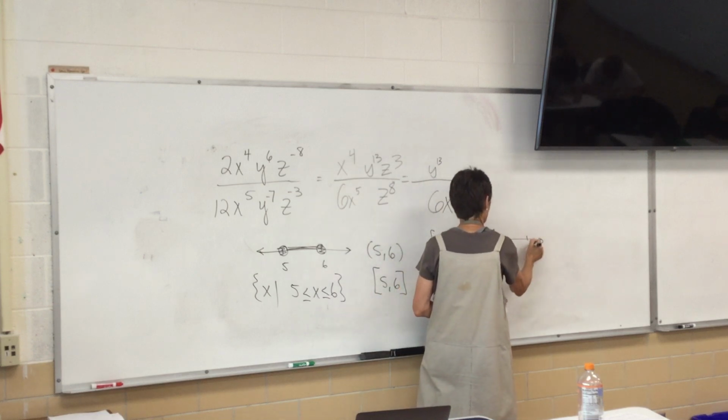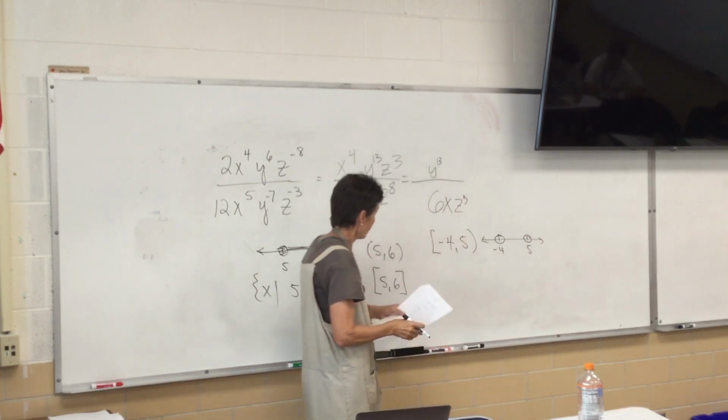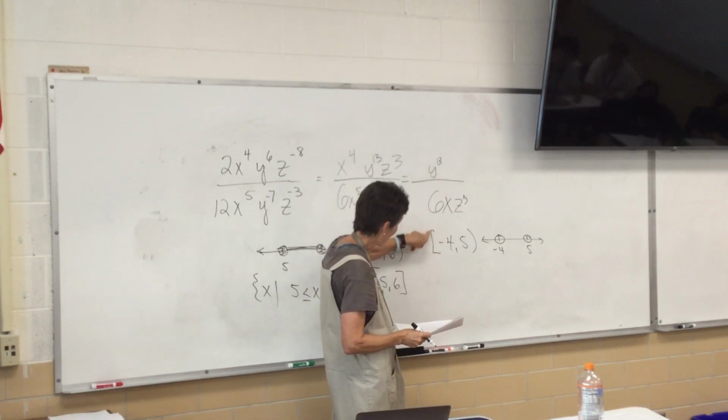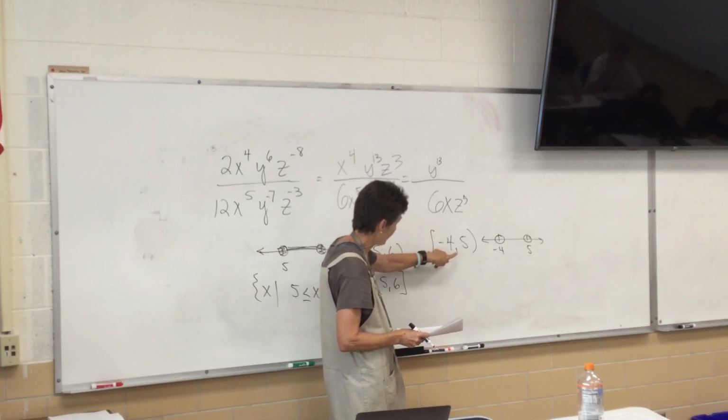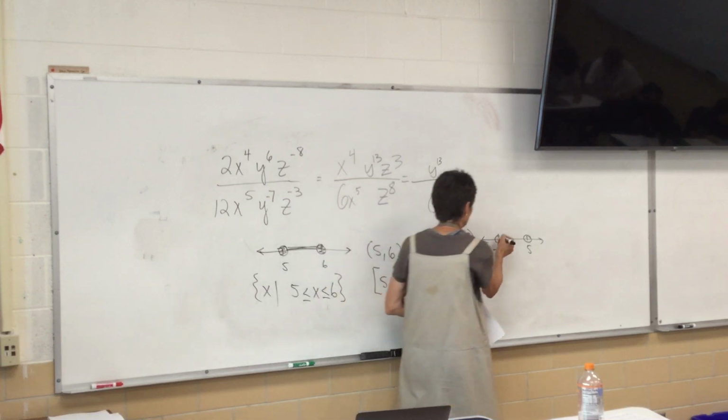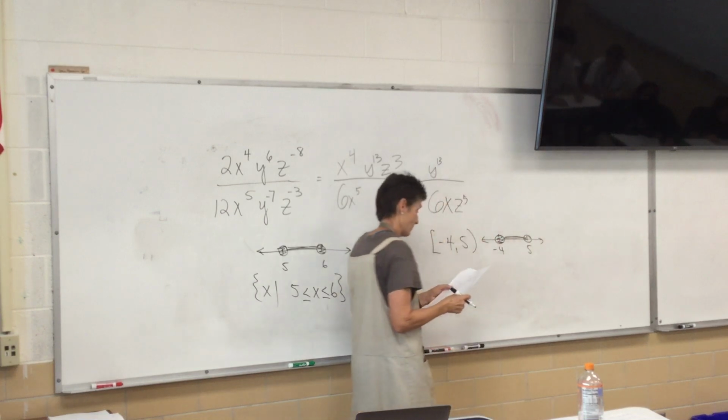You're gonna put a dot at -4 and a dot at 5. What does this tell me right here, this bracket at -4? What does that tell me? What is that? Dot it in and color in between. That's it.